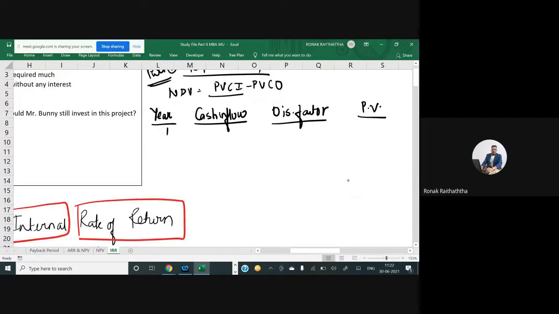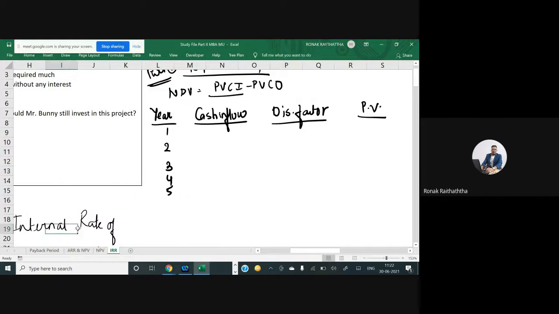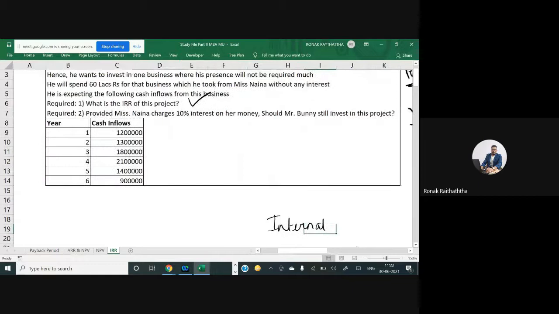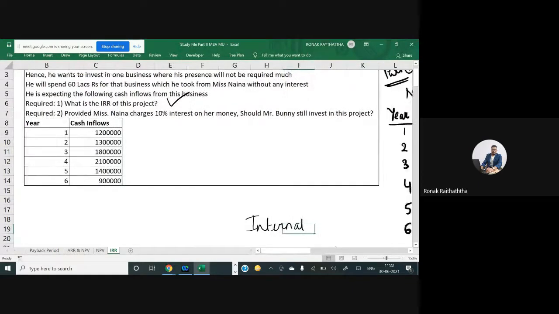How many years are there, sir? 1, 2, 3, 4, 5, and 6. Let me remove this, please. PVCO is anyway 60 lakhs straight away given, so we are just finding the PVCI. What is the cash inflow? 12, 13, 21.